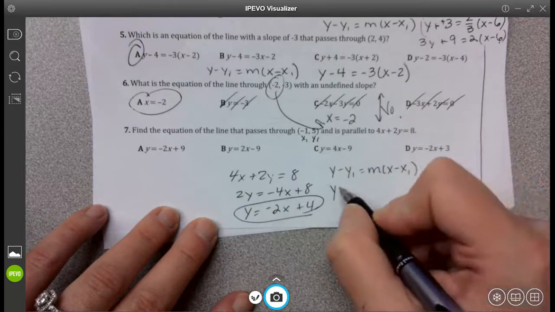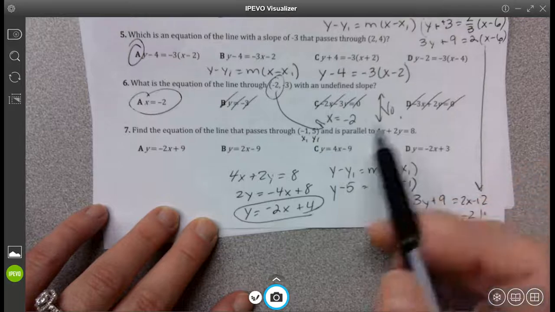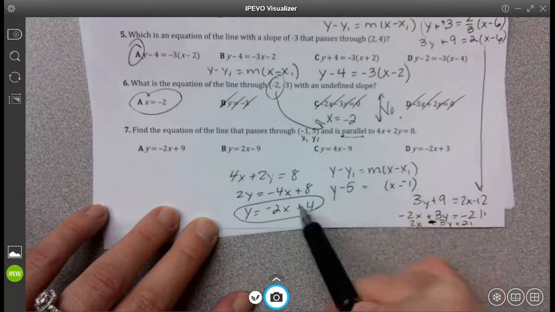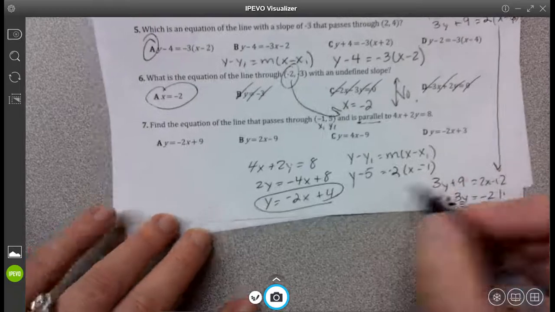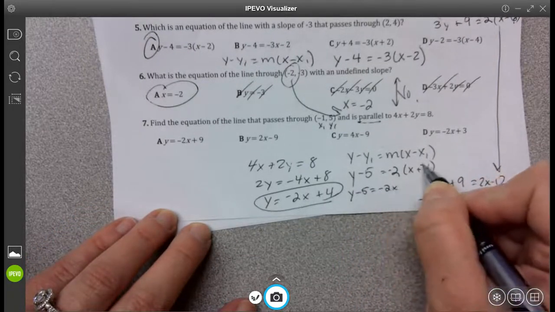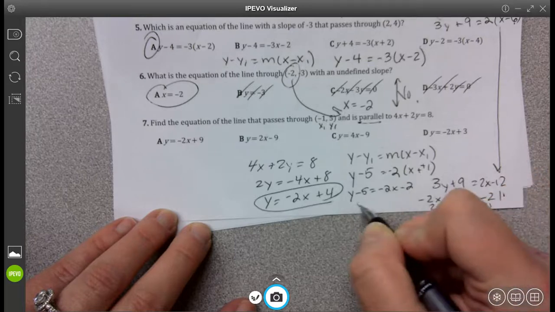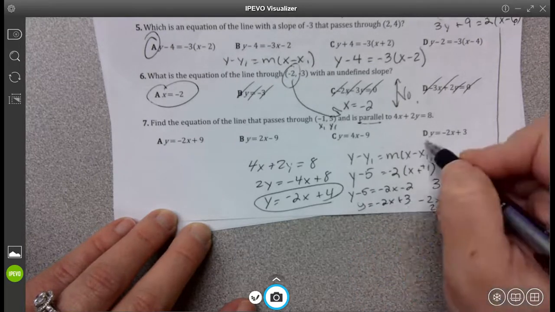They want to go through this point of -1, 5, and then they want a parallel line, so the slopes have to be the same. So you're going to use that same slope again. When I clean it up, it's going to be -2x, but this is a +1, so it's -2. I bring 5 to the other side, and I get 3. The end.